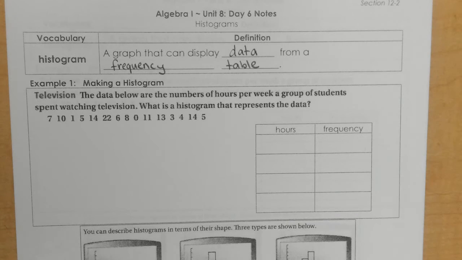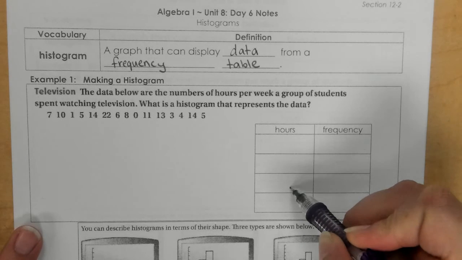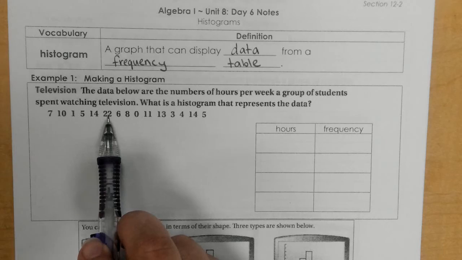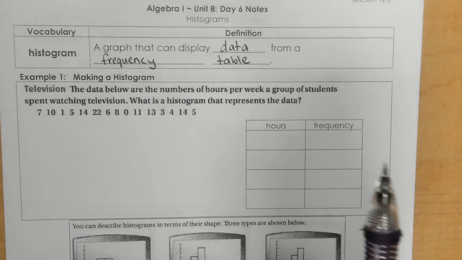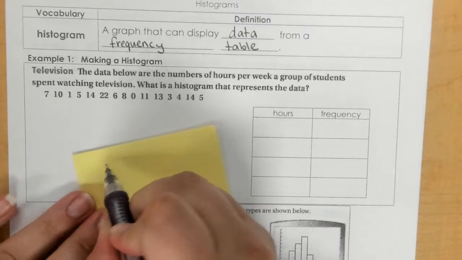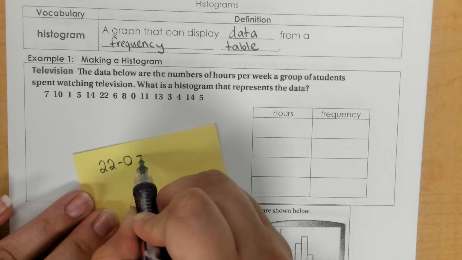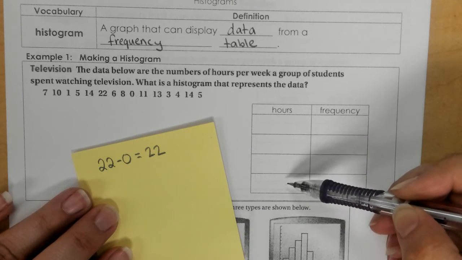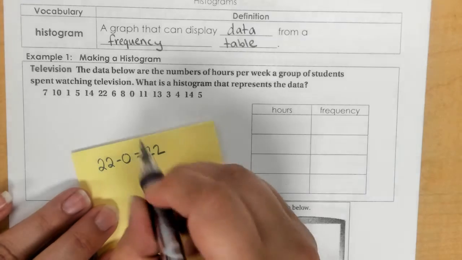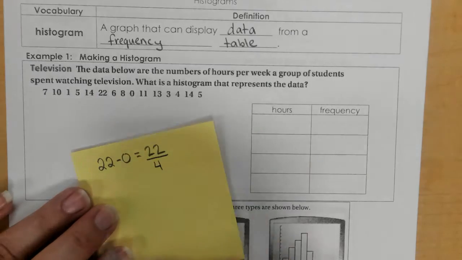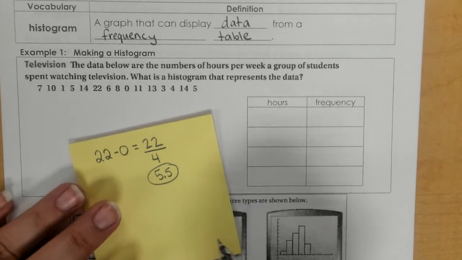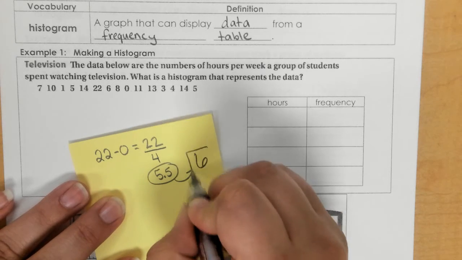So first thing, to figure out our intervals here for the hours, we need to look for the biggest and smallest number in the list of data. So it looks to me that 22 is our largest number and 0 is our smallest number. So I would do 22 minus 0, which would give me 22. And over here I'm given 4 rows, so I need to divide by 4 because I need 4 sets of intervals. If I divide by 4, this gives me 5.5. And we've discussed that we always round up, so this becomes a 6.